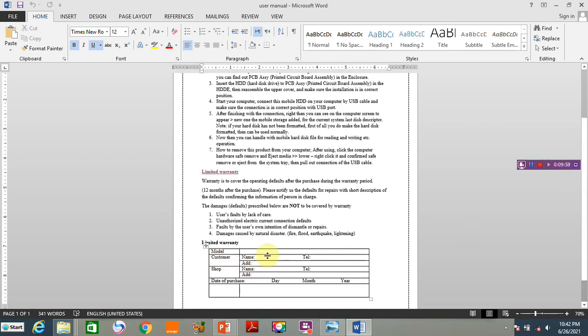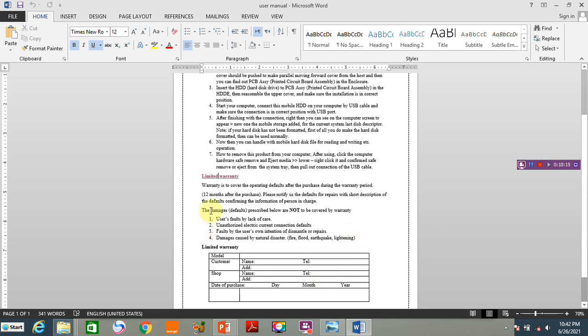You're the customer, you put your name, your telephone number, and you can also add another number. The shop where you bought it, the name and the telephone, and you can also add a number. Then you can also put the date, the month, and the year when you bought that item.